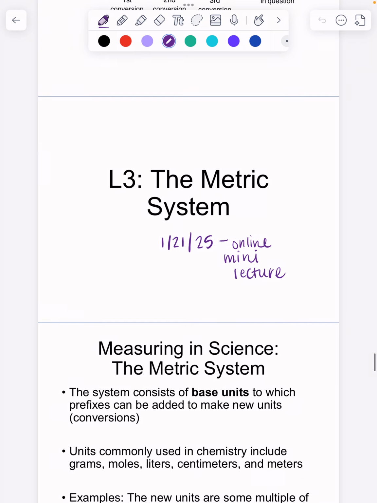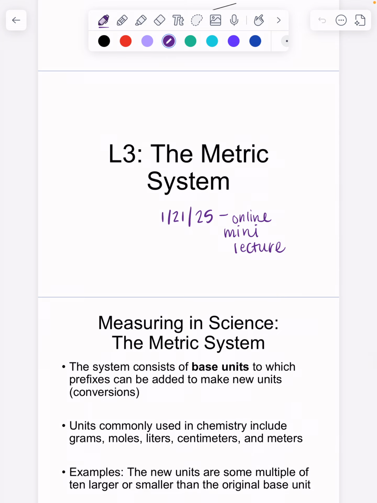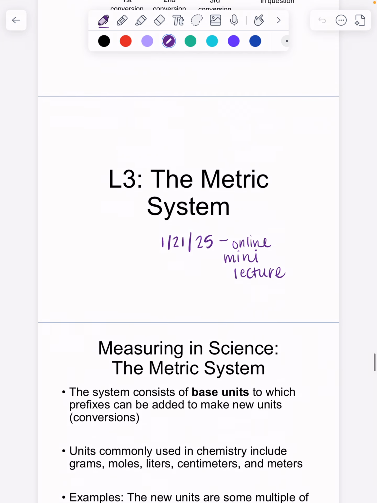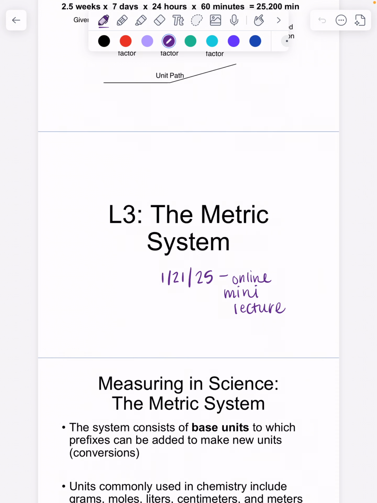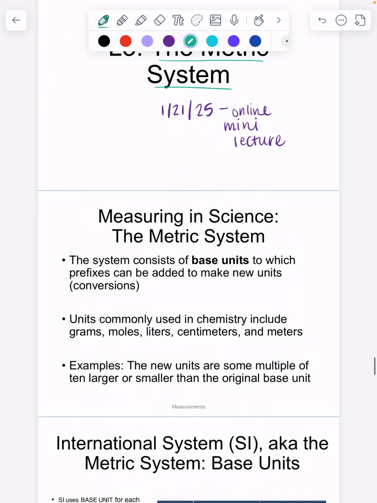We're going to do a little online mini lecture, just reviewing some of our metric system stuff so that we don't lose too much time in our regular lecture. And again, we will go over this Thursday as well. Just wanted to get it out there so we could start practicing. So I'm going to do a little bit of review. We left off last Thursday with the metric system, learning some of our prefixes and why we use them to convert to different units.